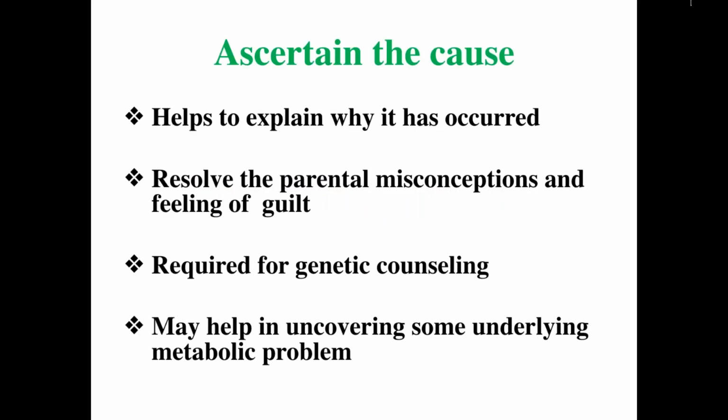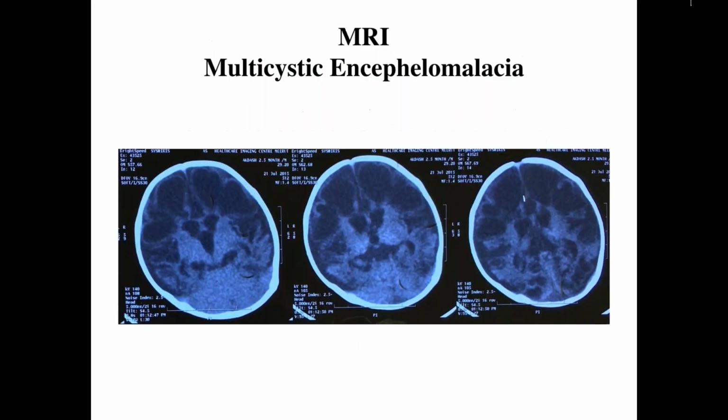Now, investigations are important, especially neuroimaging, to ascertain the cause, and only then will we be able to be sure whether this is a static lesion or a progressive lesion. It also helps in genetic counseling and to give the prognosis. So these are a few images. This CT scan is showing multicystic encephalomalacia. In this MRI you can see that the whole brain is having cystic changes, almost a moth-eaten appearance, because of global birth asphyxia.